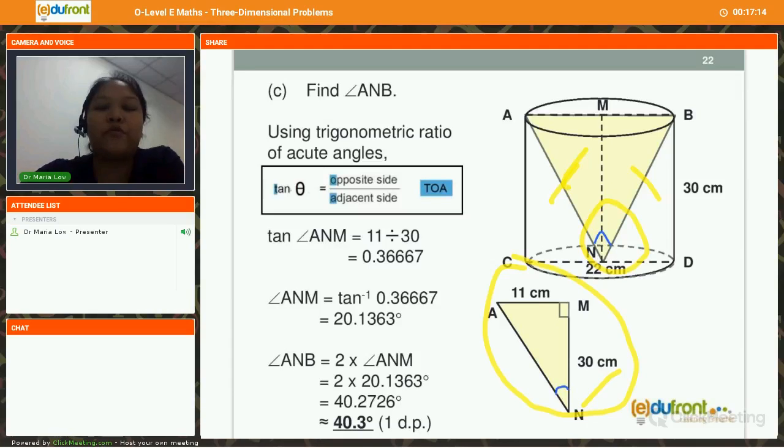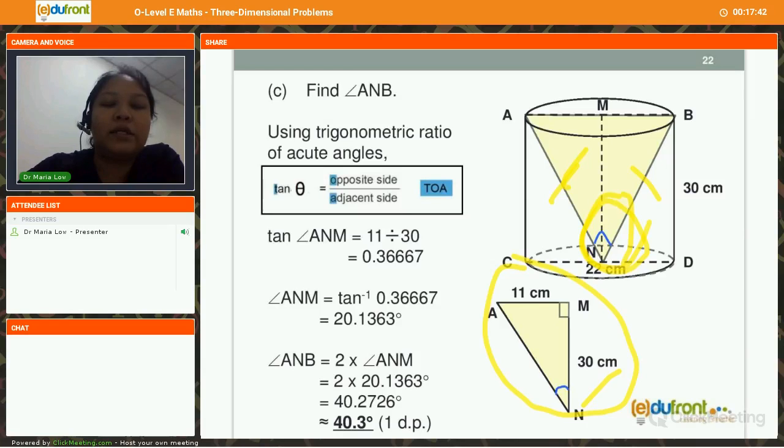So what we do is we make use of SOH CAH TOA. So in this case, it's actually tangent. And so with tangent theta, we're able to find the value of the angle. So in this case, the angle works out to be 20.1363 degrees. But because we are looking for twice the angle over here, we just need to multiply by 2.